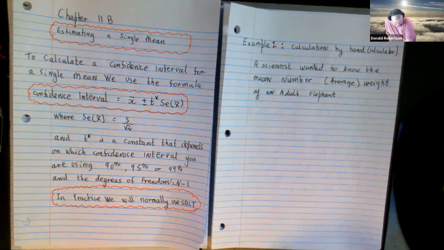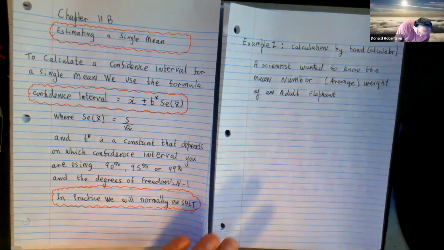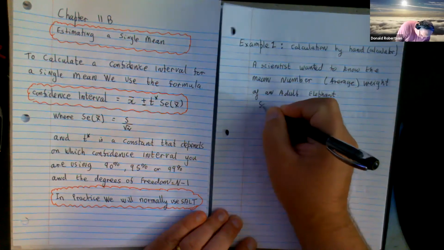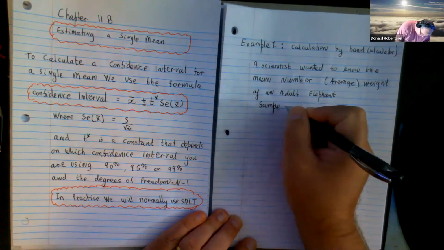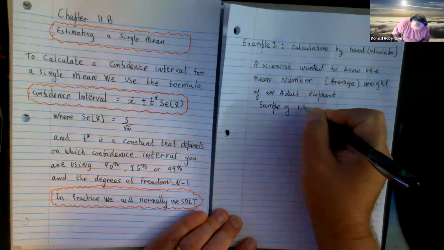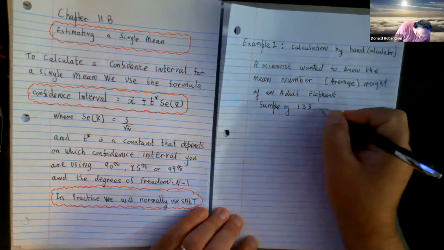So what he would do if he was Bill Gates is he would go to Africa, find every elephant, pick the adults and weigh them all. And if he did that, he'd be pretty stupid, but he would get the correct answer. That would be a census. But we know that's just not reasonable. You're not going to do that. So what he did instead is he got a sample of 133 elephants.